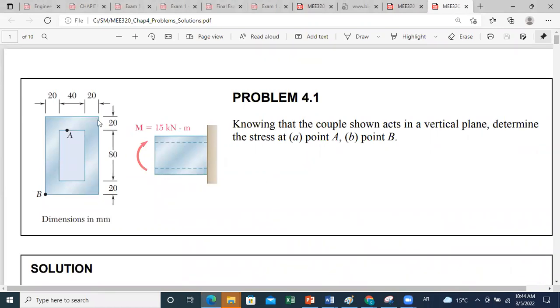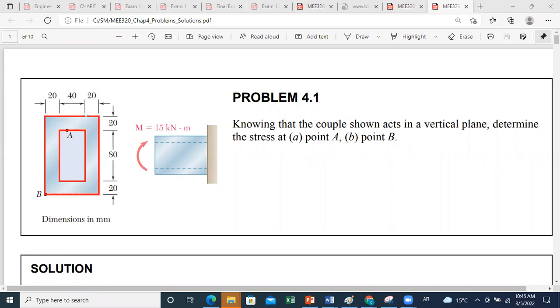So let us look at the cross section. They gave us the cross section. In this cross section, you have a hole. So it's a rectangular cross section with a hole in a rectangular form. So from statics, you remember that whenever I have a hole, to get the inertia, I should do inertia of the big part minus inertia of the small part.